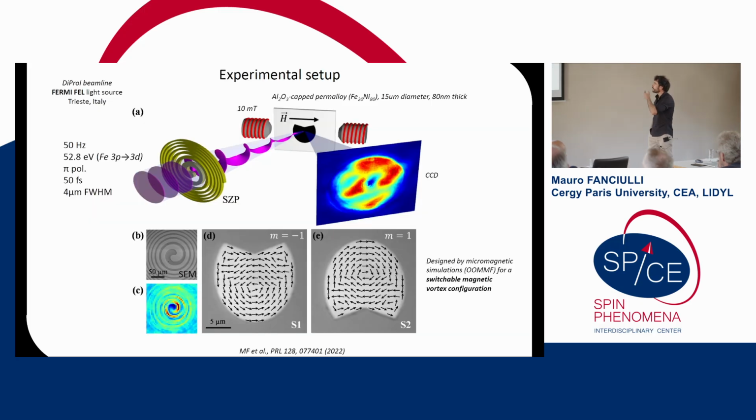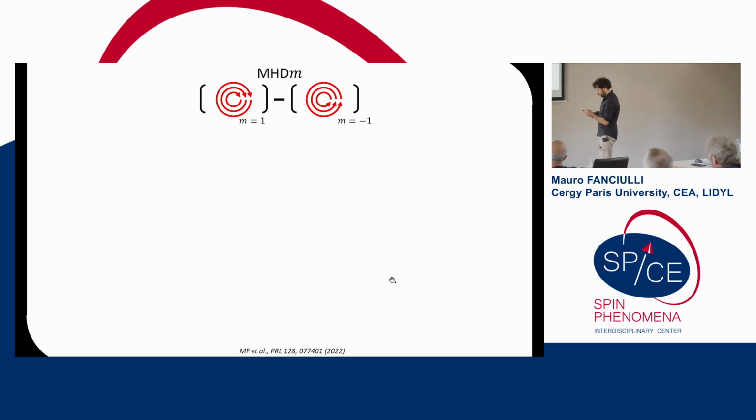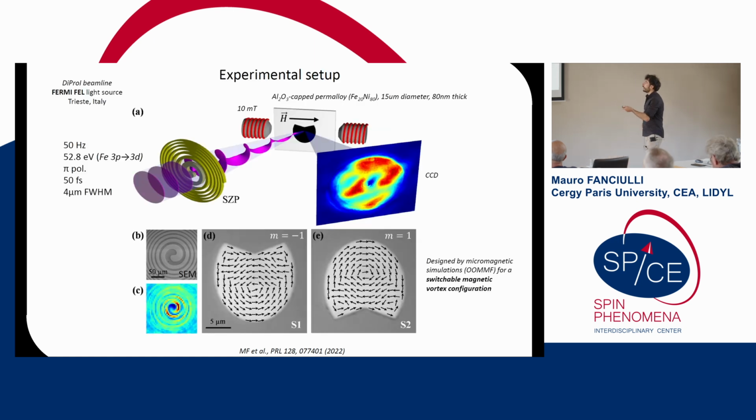So, a bit more seriously, this is the experiment that we did at the FERMI FEL in Trieste, at the Dichroism beamline. You have seen this image already a couple of times, so maybe I will explain a bit more of the details now. This is the spiral zone plate that we have seen already in many presentations, that imparts OAM to the beam from the FEL, and it focuses onto the sample, which is here.